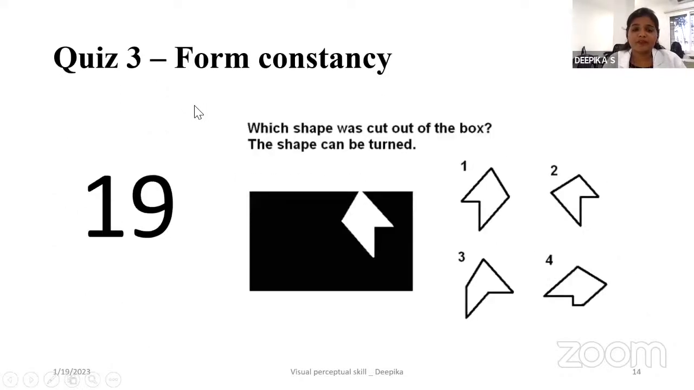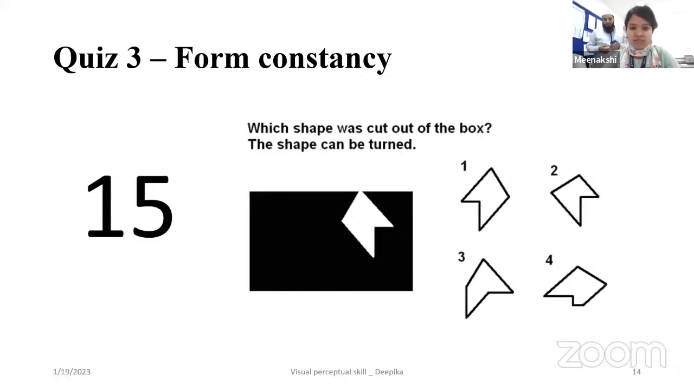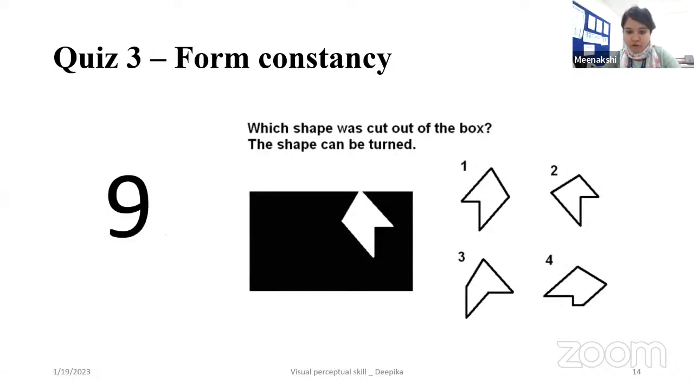Next one. So here is another quiz, the third quiz, on form consistency. We have an image which has a cut out picture in it. Out of 4 options, find out which is ideal to fit in that cutout picture.